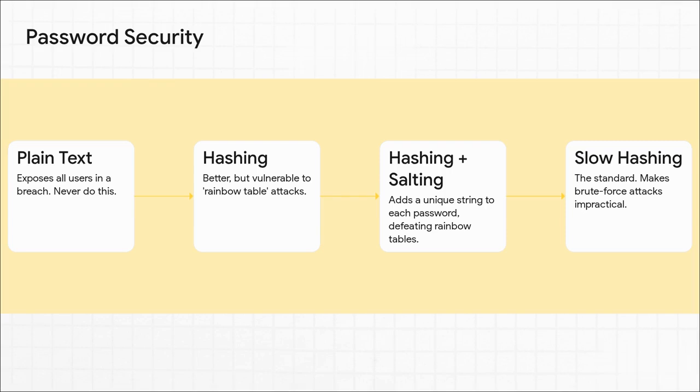Hashing is a step up, but pre-computed rainbow tables can crack common passwords in an instant. So we started adding a unique salt to each password before hashing. That defeats the rainbow tables. But today, the standard is slow hashing. These algorithms are designed to be painfully slow and expensive to run, making it take centuries for an attacker to crack them, even if they have your whole database.